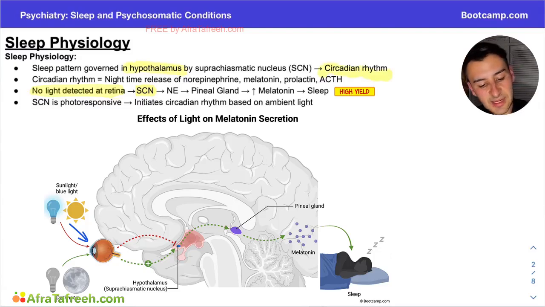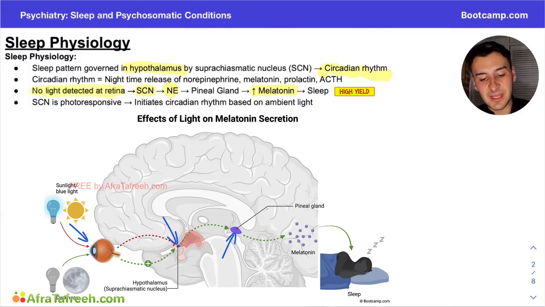So I'm going to go ahead and point it out to you guys here. We have the SCN right here, and you can see that our light came through the retina and went down and communicated with the suprachiasmatic nucleus. So the norepinephrine is only going to the pineal gland. When it acts on the pineal gland, it causes it to release melatonin, which is a chemical that leads us to feel sleepy.